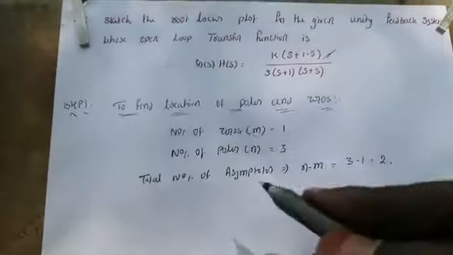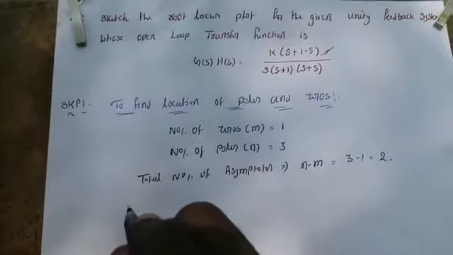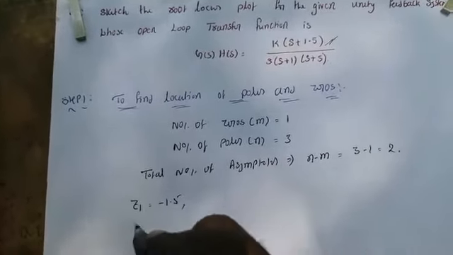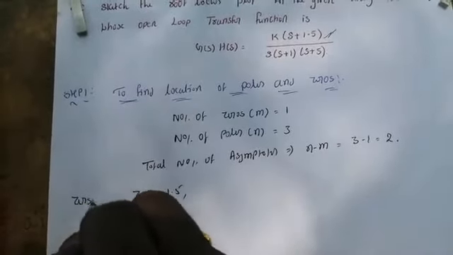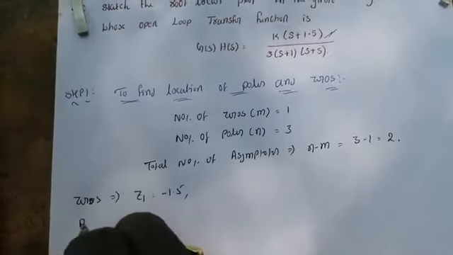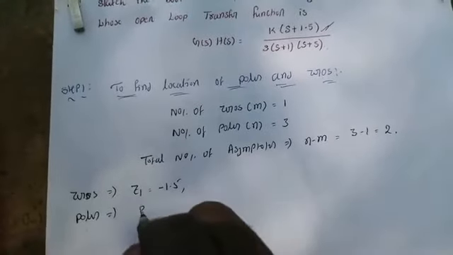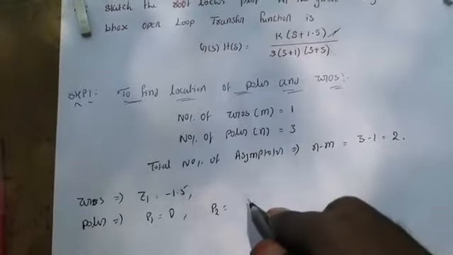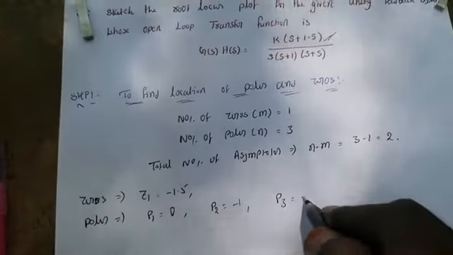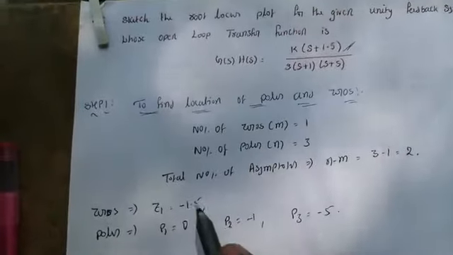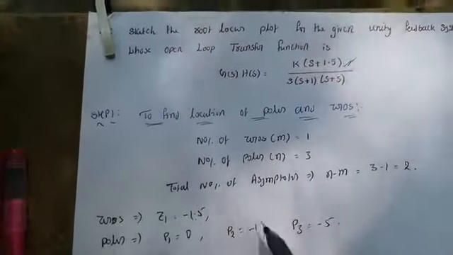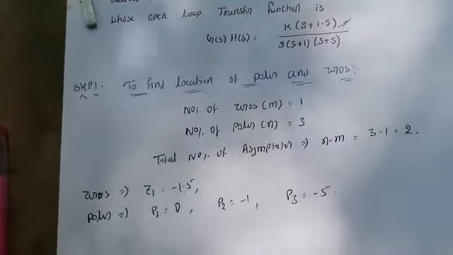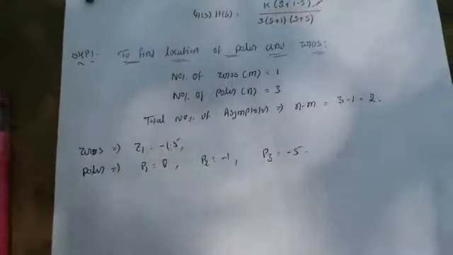Now we'll see what the poles and what the zeros are. Zero, z1 is equal to minus 1.5. Poles: P1 equals 0, P2 equals minus 1, P3 equals minus 5. So these are the zeros and poles. Totally we have 4 roots, and by using these 4 roots we have to draw the root locus plot. So this is step 1.